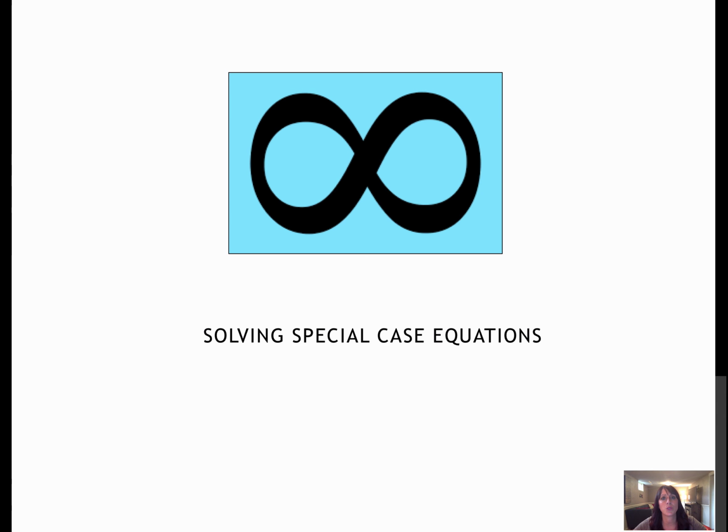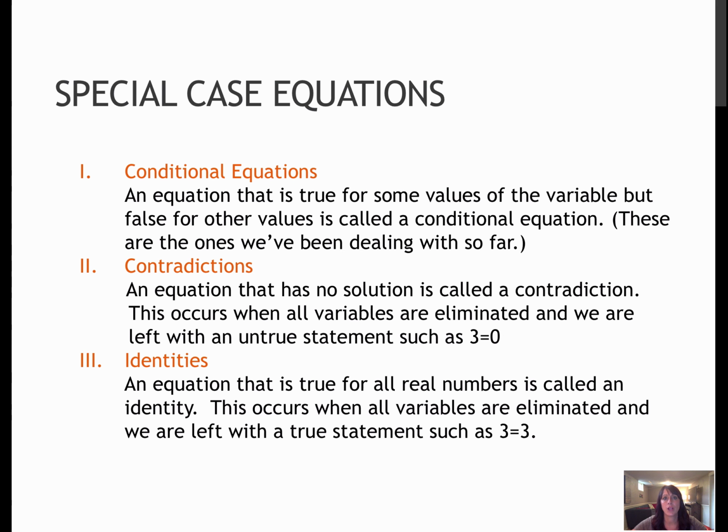In this lesson, we will solve special case equations. There are three different types of equations that we might come into contact with. The first is a conditional equation, and a conditional equation is what we've been dealing with so far. And that means that the equation is true for some value or values, but it's false for other values. So for instance, 2x equals 8 would be true if x equals 4, but would not be true for any other values. That is a conditional equation.